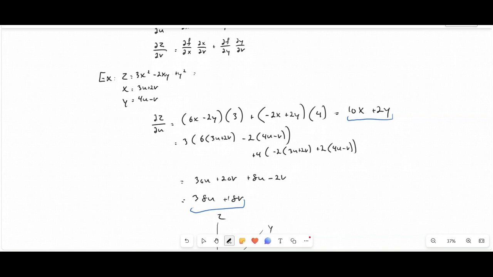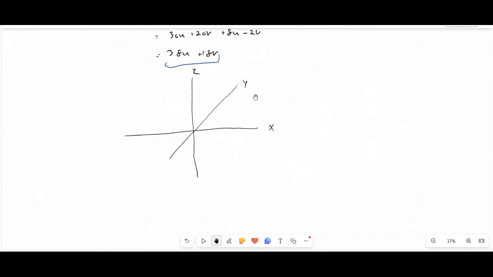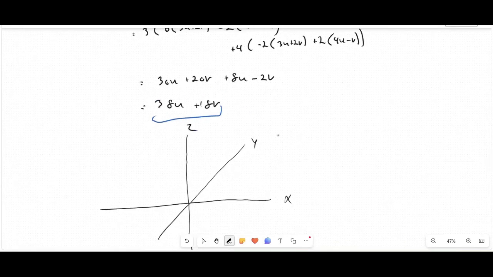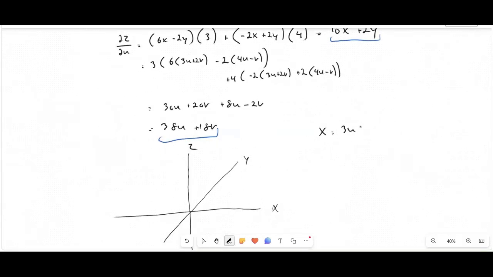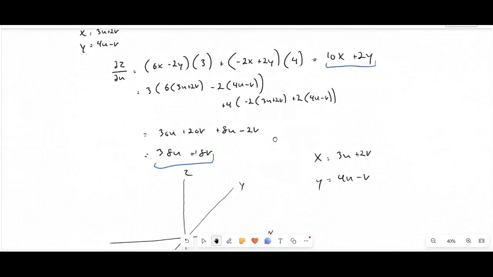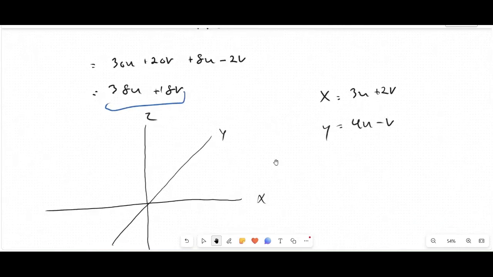Yeah, it's not so simple to do this one. Let's see here. I'm not going to attempt to draw that graph right there, but let me just say what's going on. Rather than having x and y parametric curves, we have x equals 3u plus 2v, and y is just 4u minus v. What do these give you?